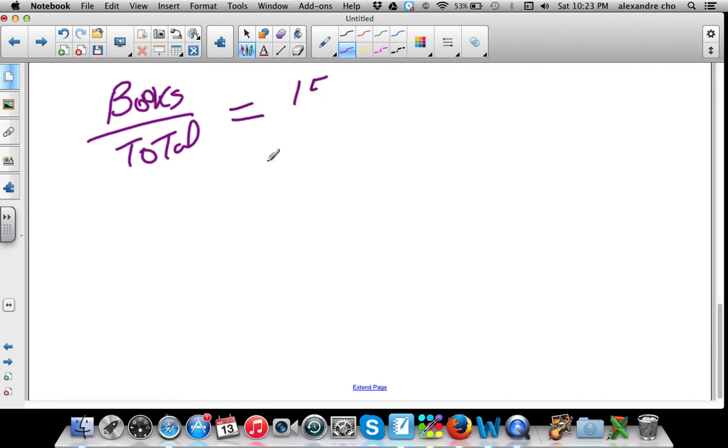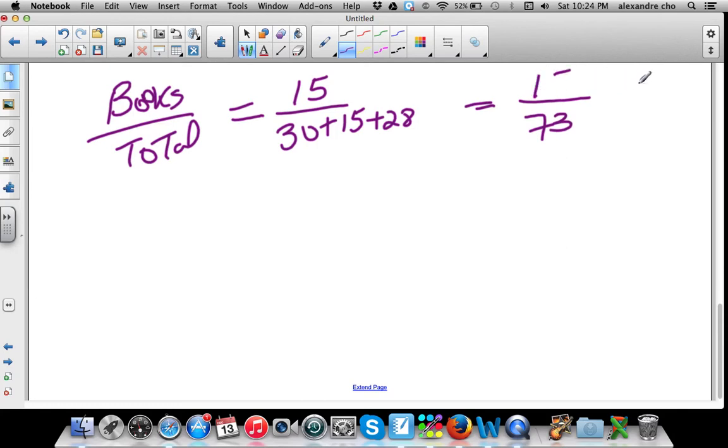The total number of books is 15. And it is again a part to total, so the total number of reading materials would be the combined sum of 30 plus the 15 plus the 28, giving you a total at the bottom of 73, and the total number on top was 15 books. So you have 15 books out of a total of 73 reading materials.